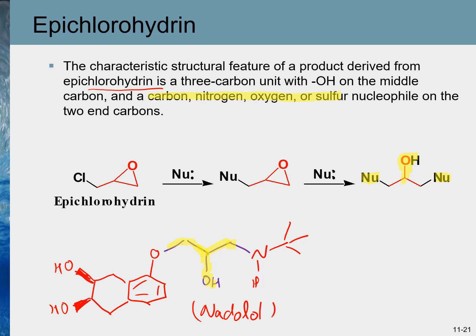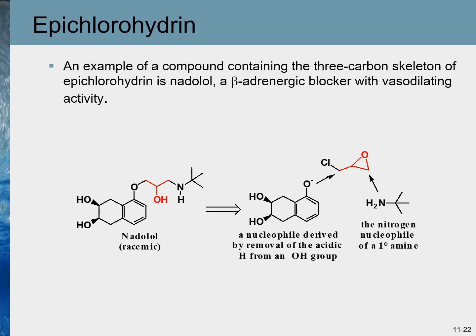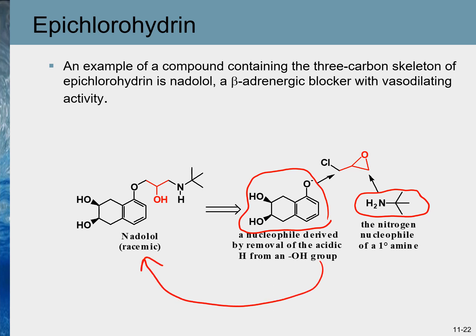These categories of compounds can be synthesized from epichlorohydrin by using a nucleophile shown here and the other nucleophile shown here. So attack of these 2 nucleophiles will generate the desired nadolol class of molecule.